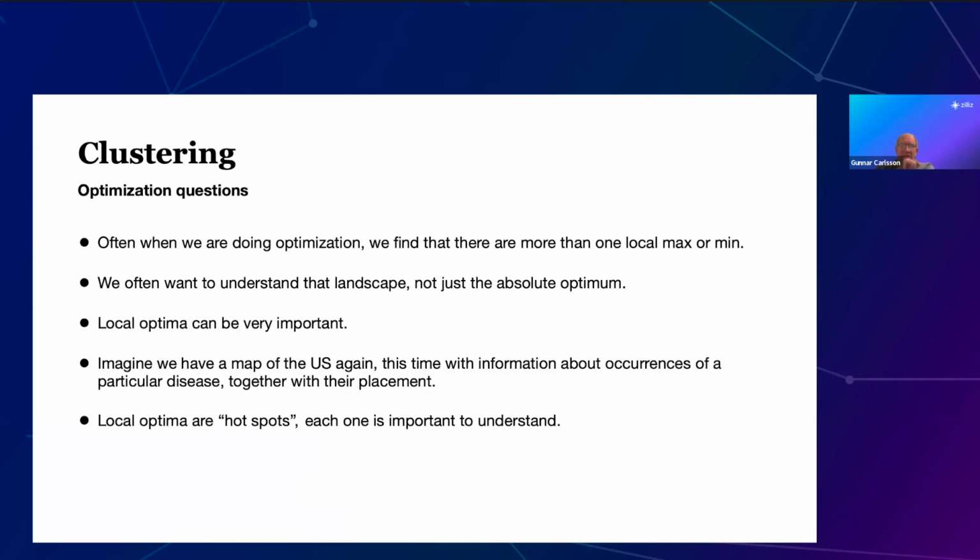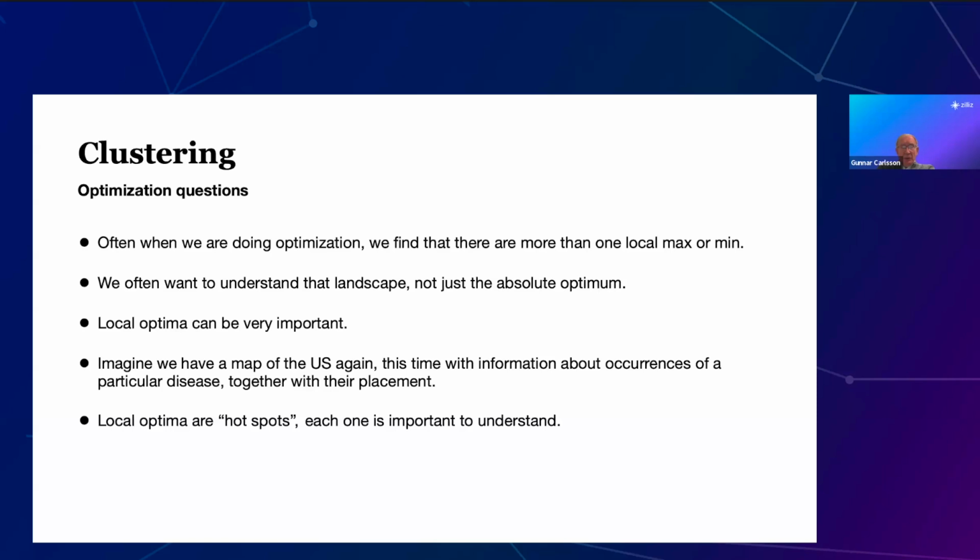Now I want to talk about what's really relevant to the case study that we're going to show you in a minute. Oftentimes we're interested in optimization, or in finding places where certain quantities are maximized or optimized. If you think from the math side, often when you're doing optimization, you find that there's more than one local max or min. What that means is that we want to understand the landscape, not just the absolute max or min. Local optima can be very important.